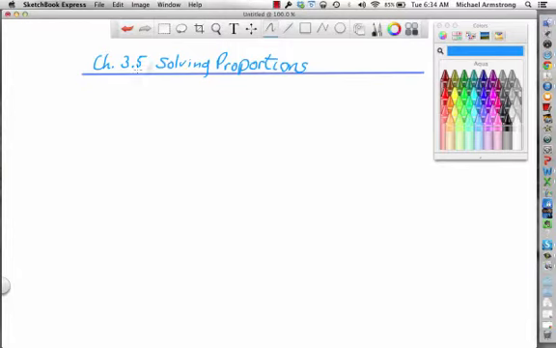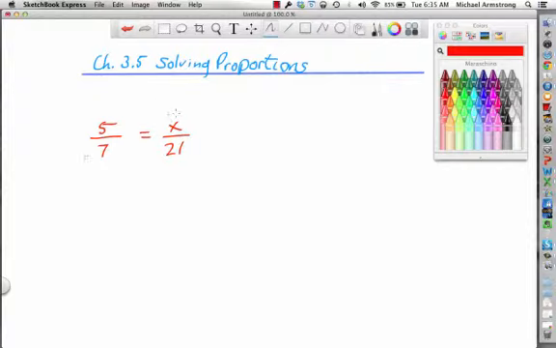Chapter 3.5 is solving proportions. We're still working basically with fractions, and it'll help reinforce some of the skills that we have learned about fractions. For instance, we start with 5/7, or 5 out of 7, or 5 of this and 7 of that. It's a proportion, so we don't know exactly what it is: x over 21.